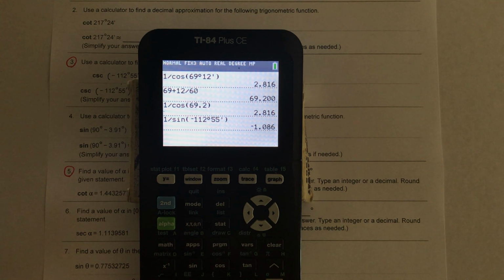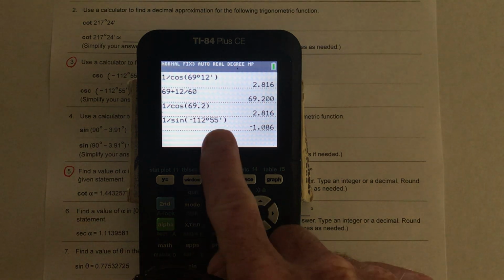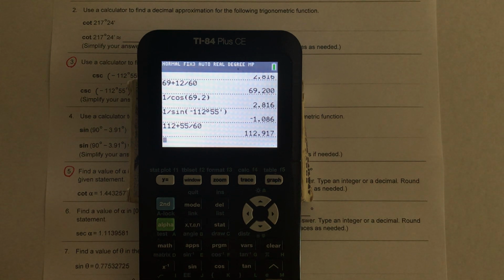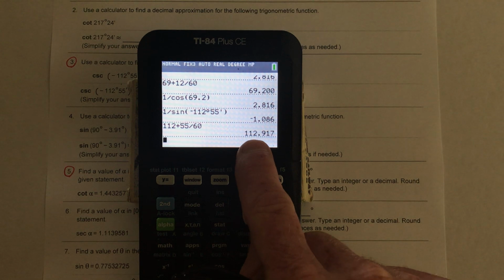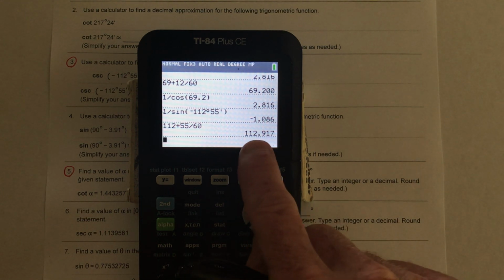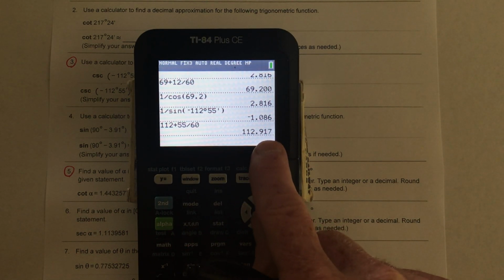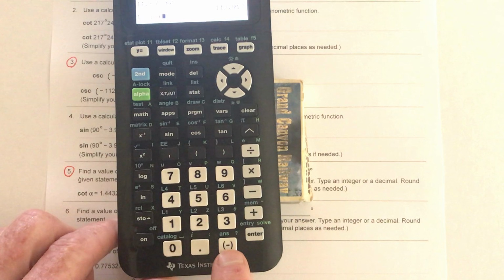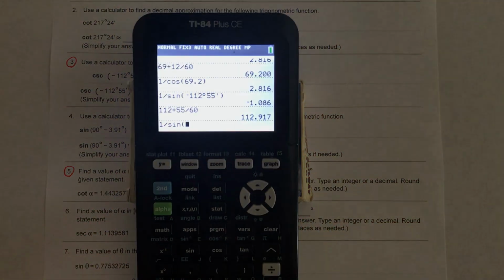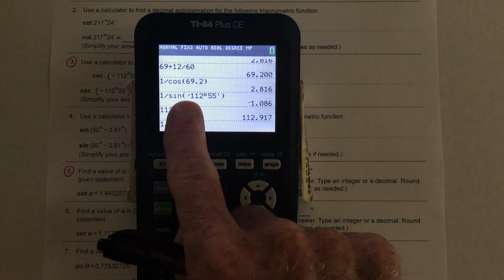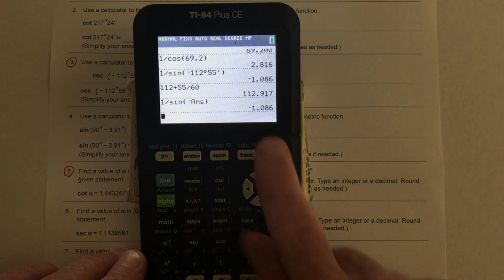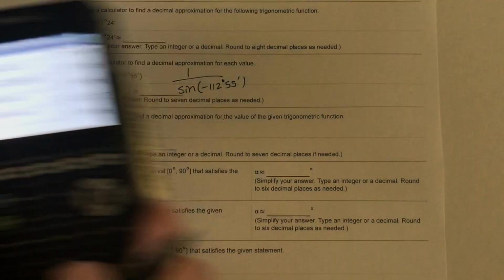Now I could also do the same way that I did it with this one and change this right here, this 55, to a fraction. So I'd need to go 112 plus 55 over 60. And then it's going to be that fraction. Now with this, I don't want to type in the decimal. I want to just use that whole thing because the calculator actually remembers this out to 13 decimal places. So what I'll do is go 1 divided by sine, and then right here, it says answer. So if I put second answer, it's going to type in this last answer. But I need to remember the negative sign. So negative, and then put second answer. And then I get the same thing, negative 1.086.